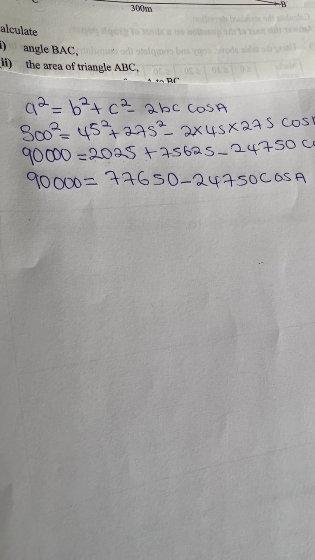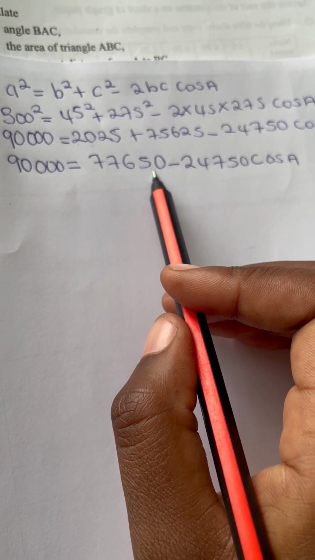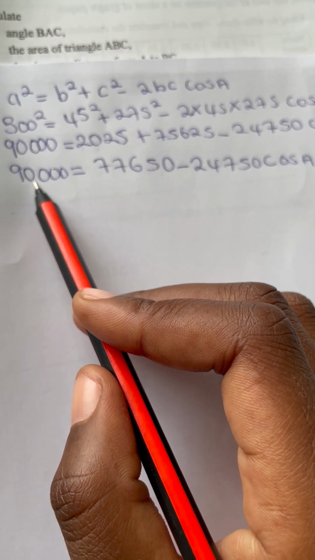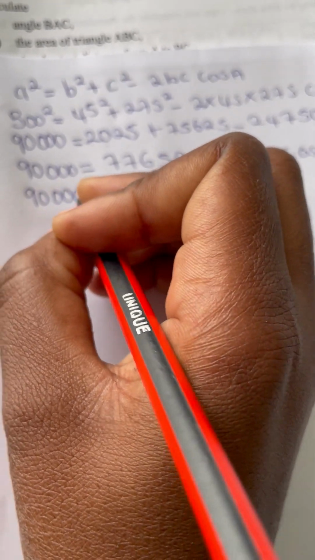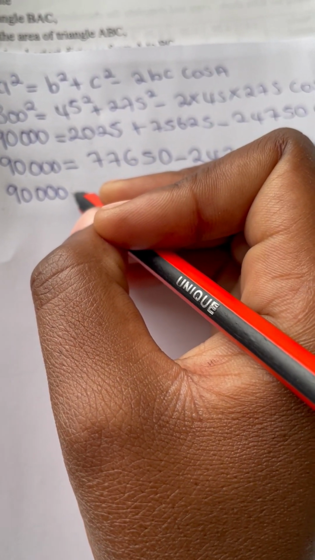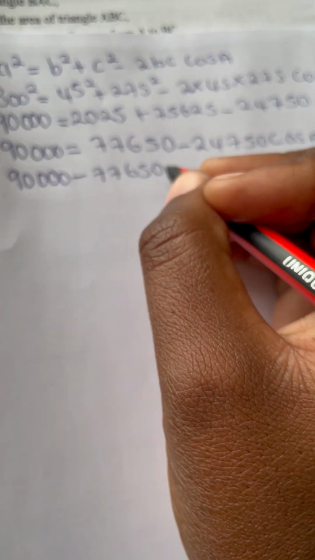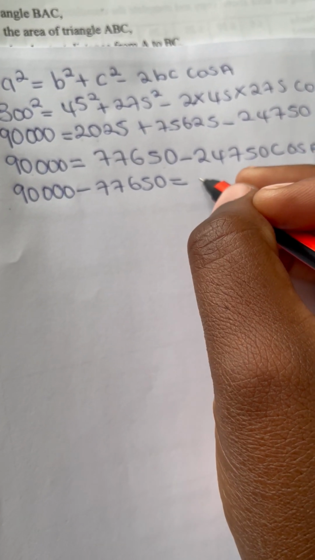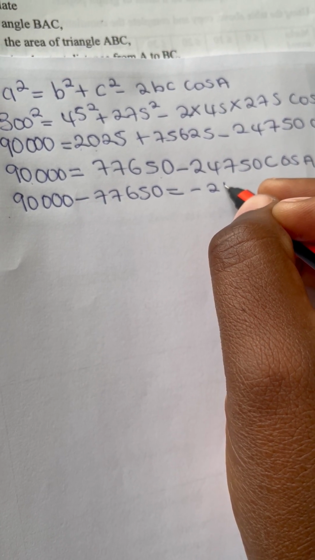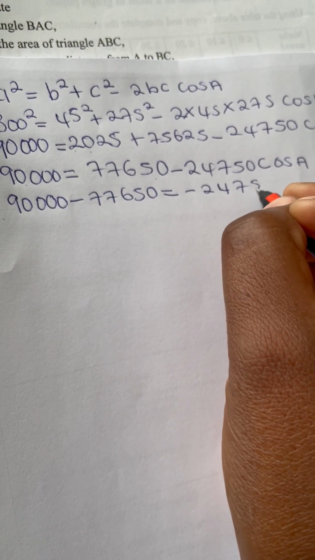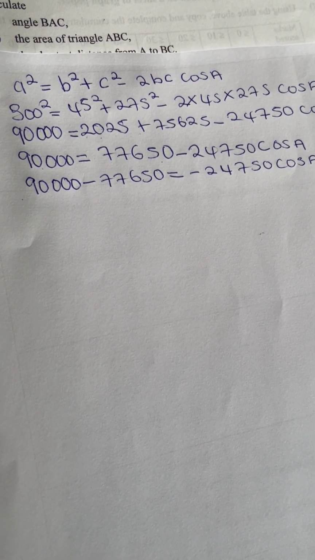So we group the like terms. Of course, this 77,650 can join the 90,000. And so the 90,000 will be maintained at the left-hand side of the equation. And when this joins this side, it will be negative. So 77,650. While here we introduce the equal sign, and what follows will be negative 24,750 cos A. Okay, so that's what we have there.